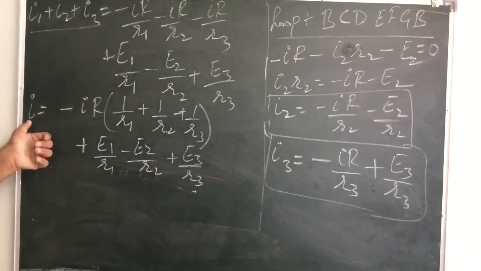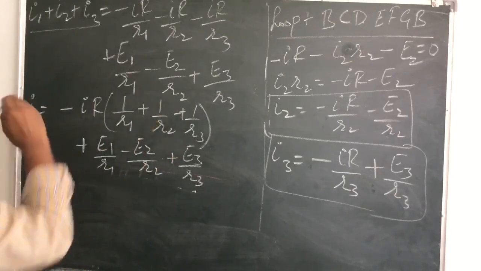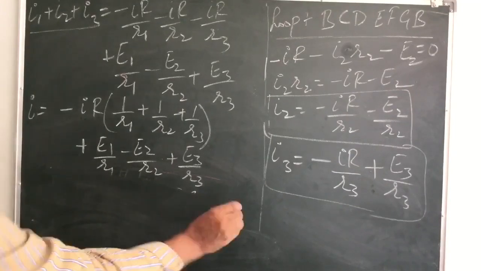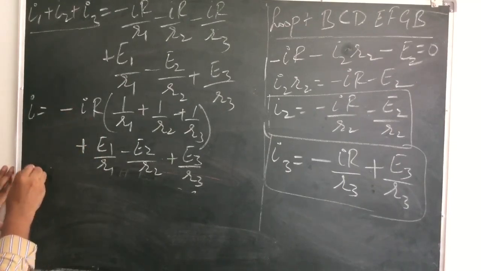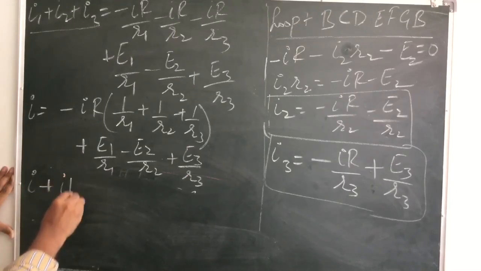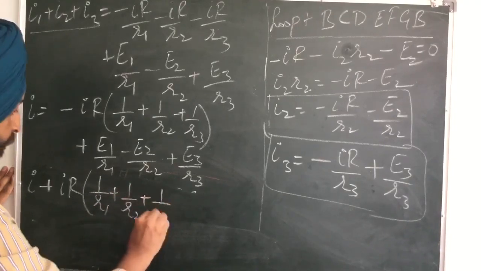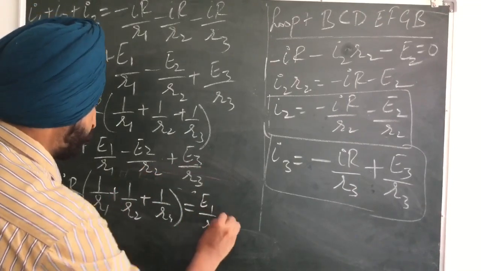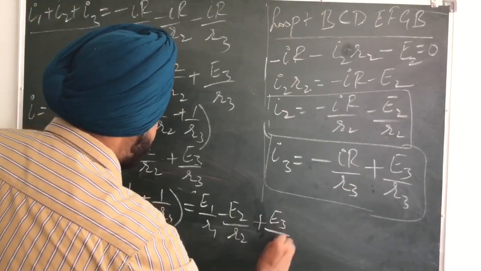Now here we have I, here also we have I. So to get the value of I, I will be taking this value to this side. So what I will be writing is I, this is minus over here, when we take it to this side it will become positive, IR into this entire value. This is equal to this value, E1 by R1 minus E2 by R2 plus E3 by R3.